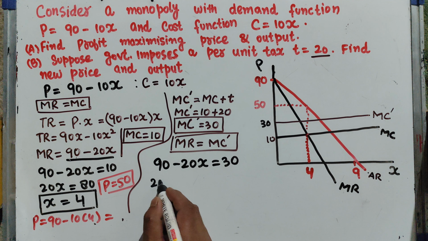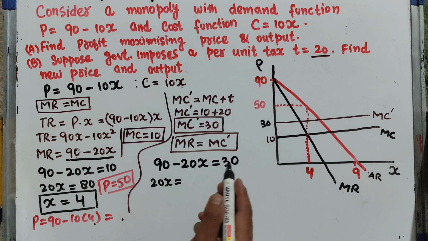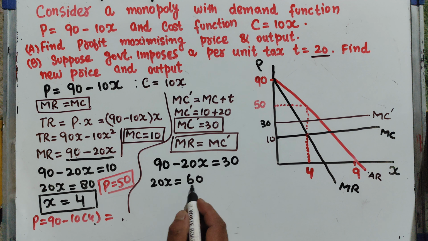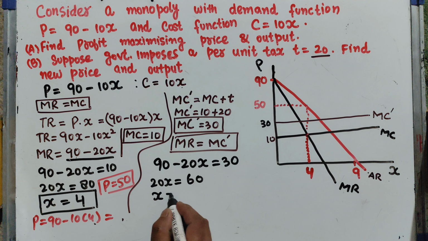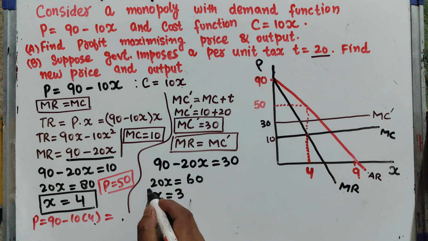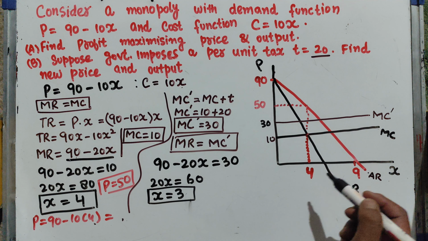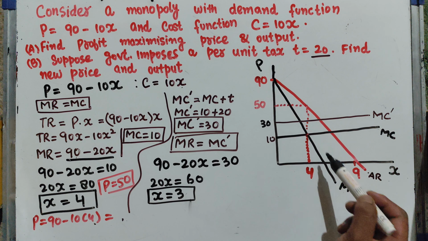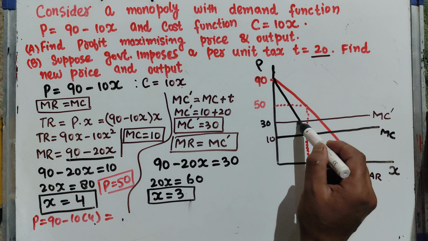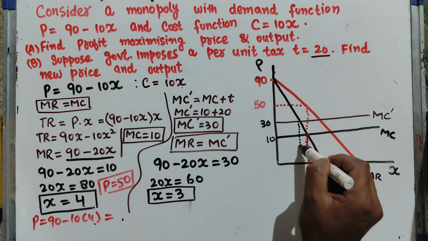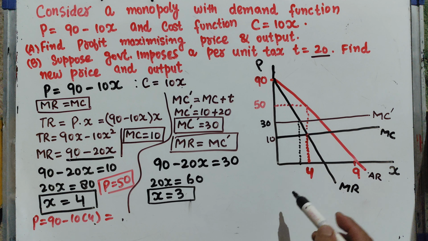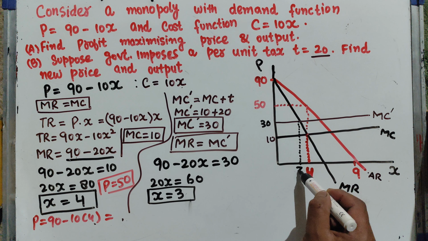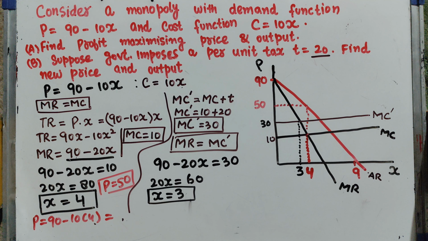Solving again, 20x is equal to 90 minus 30, which is 60. Dividing both sides by 20, x will be equal to 3. So this is our new output. So what has happened when we equate the marginal revenue with new marginal cost? Our output has decreased from 4 to 3, for the obvious reason that marginal cost of production has increased.